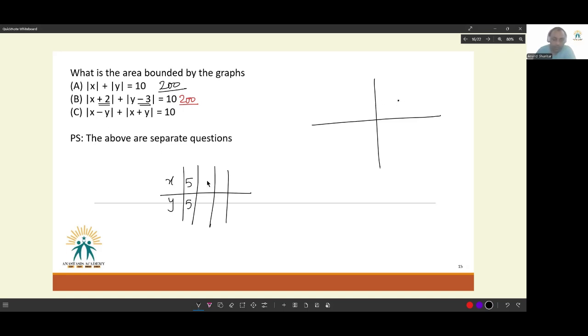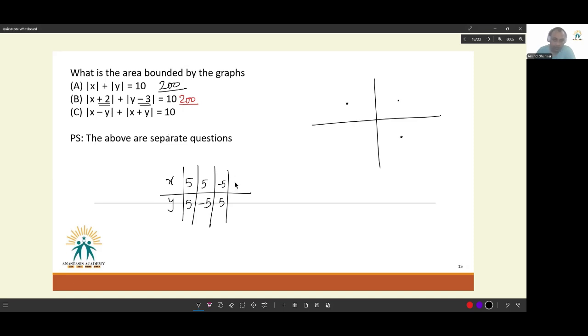Can I take 5 and minus 5? X plus y will cancel out. X minus y will give me 10. Yes, 5 and minus 5 is fine. Can I take minus 5 and 5? X plus y will cancel out. Minus 5 minus y will give me 10 again. Okay, minus 5 and 5 is fine.